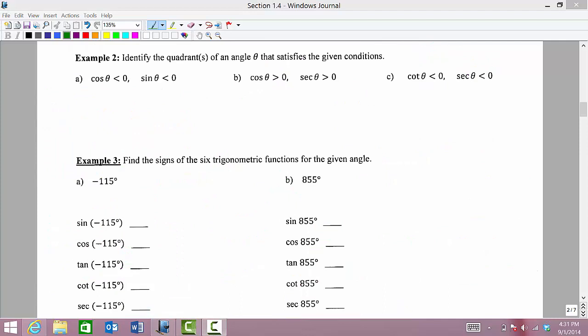Now that we know which trig functions are positive in which quadrants, let's start to work with that idea here in example 2. In example 2, we are asked to identify which quadrant the angle lies in given the following conditions. Part A, cosine theta less than 0 and sine theta is also less than 0. When we are told that a trig function value is less than 0, that tells us that that trig function value is considered to be negative.